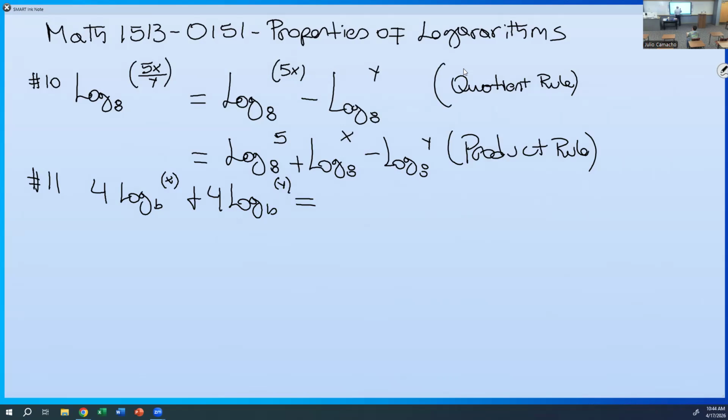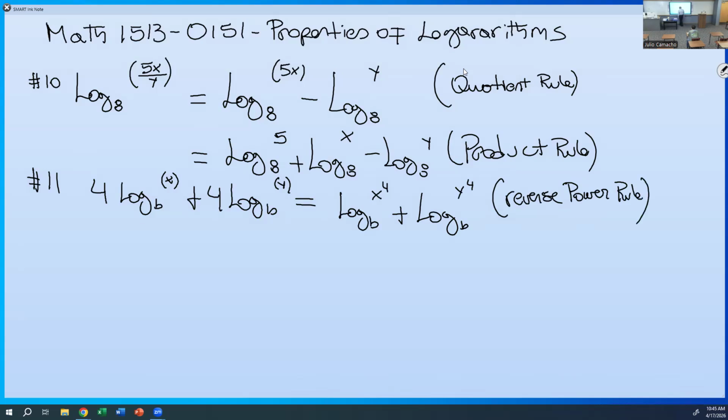So that will be the log base b of x to the 4th power plus the log base b of y to the 4th power. This we reverse, the power rule.